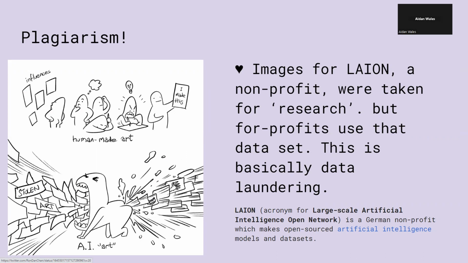So speaking of plagiarism, LAION, which is Large Scale Artificial Intelligence Open Network, is a non-profit group. They obtained and scraped images from the web without consent for research. Note that's in quotes, right? And that's a completely legal thing for them to do. It was legal for them to take a lot of images from the internet for research because they were a nonprofit.